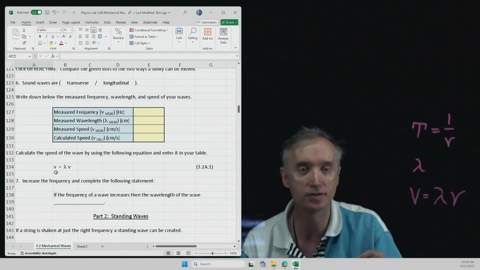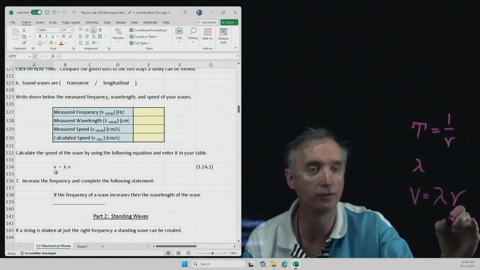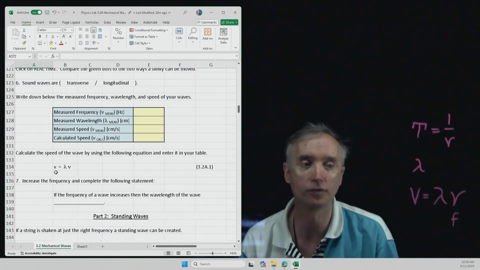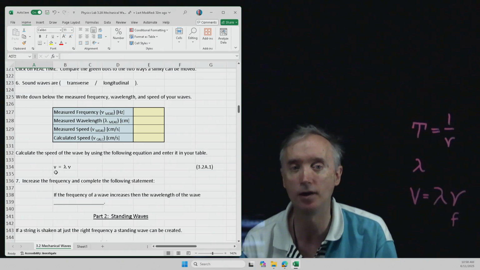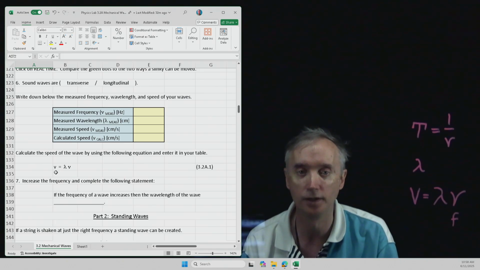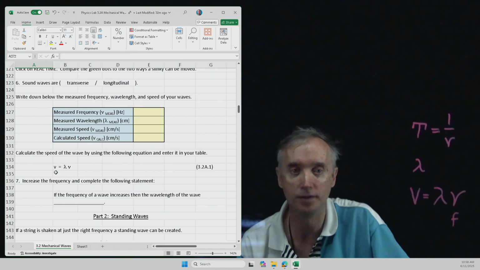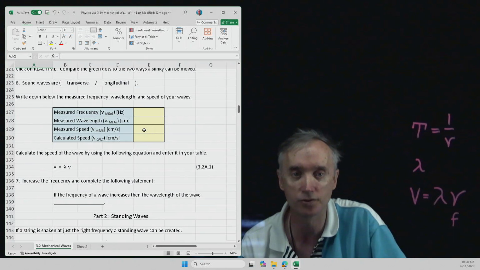So remember that in some textbooks they're going to use the letter F for the frequency. Okay, but that's the formula that you're going to use to calculate the speed of the wave, and then hopefully it will be the exact same number as this one up here. So these two numbers should be the same.